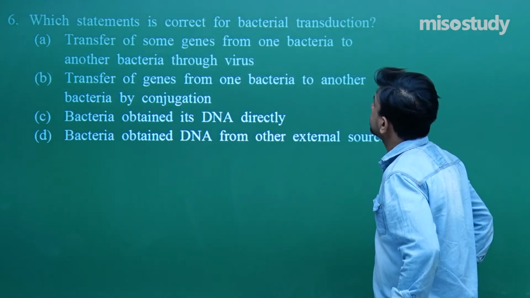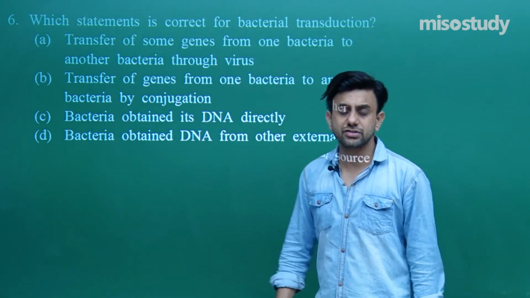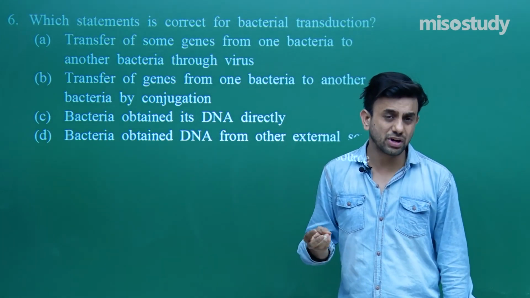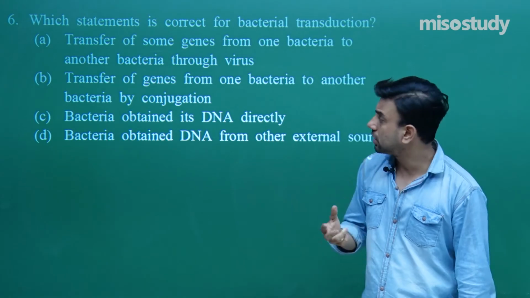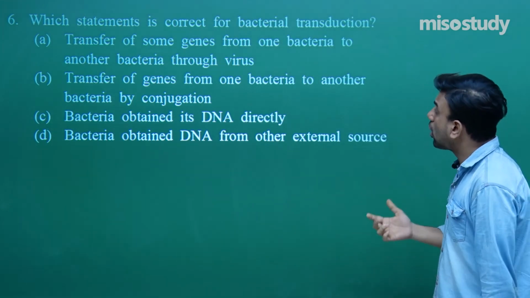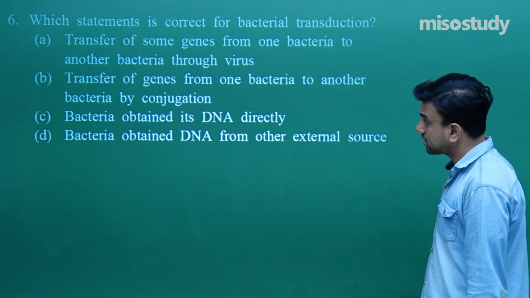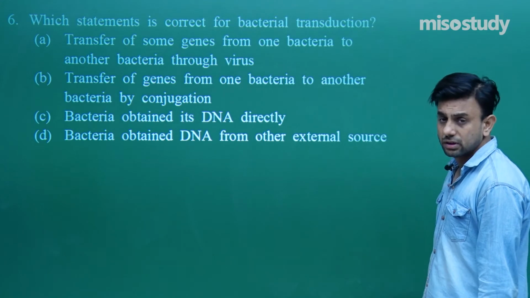Which statement is correct for bacterial transduction? Bacterial gene transfer takes place by transformation, transduction, as well as by conjugation. Transfer of some genes from one bacteria to another bacteria through the virus. Yes, this is correct.